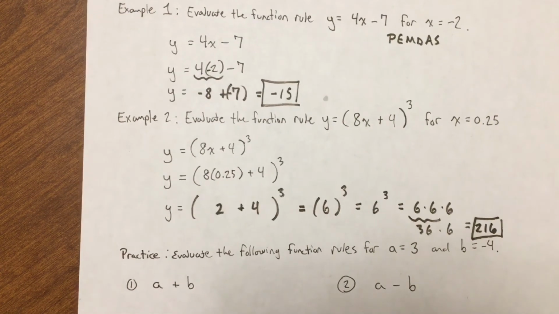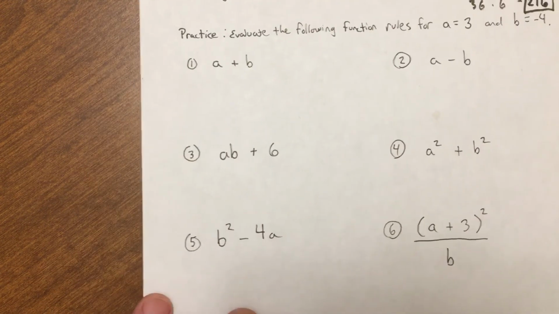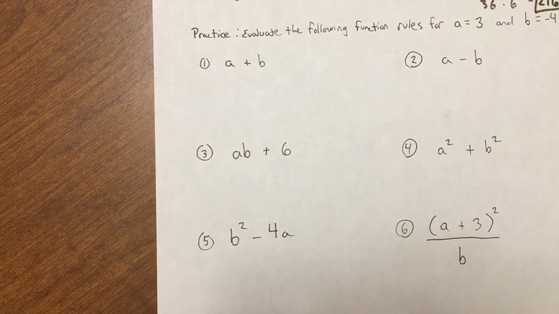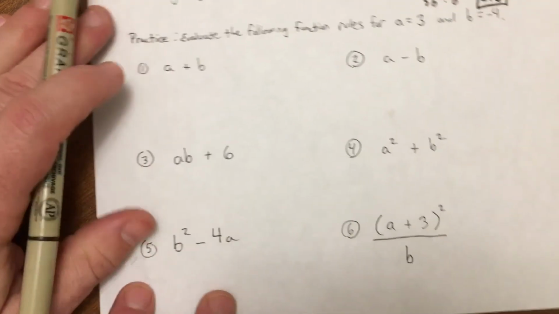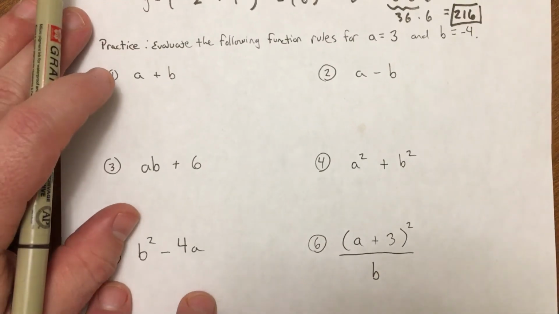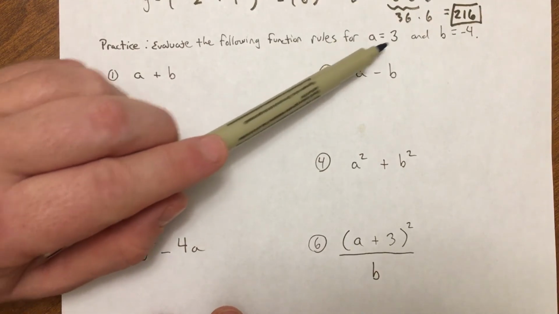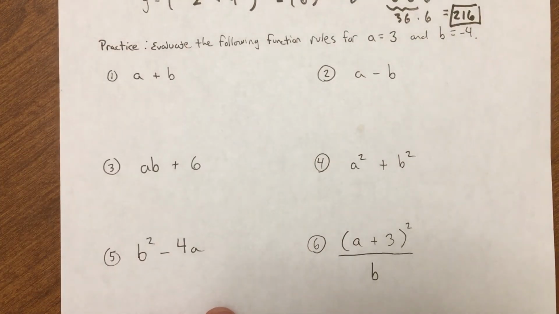So now we've got some practice problems down below that we are going to attempt. I'm going to do the first 2 examples for you just to get you started. So let's read the directions first. It says to evaluate. Let me make sure I've got this lined up correctly. There we go. So evaluate the following function rules for a equals 3 and b equals negative 4.